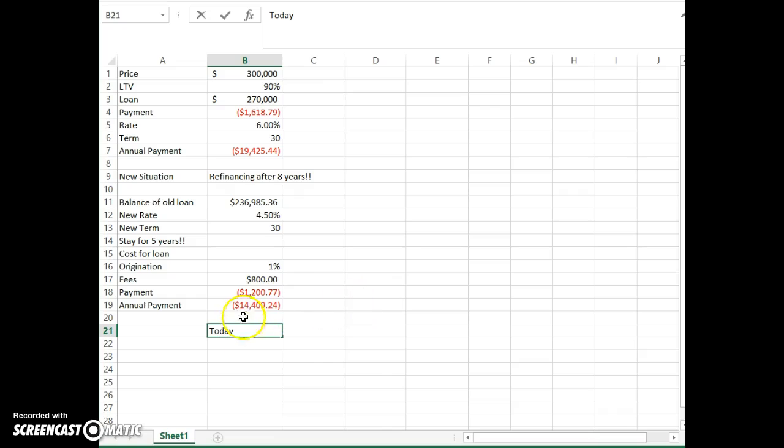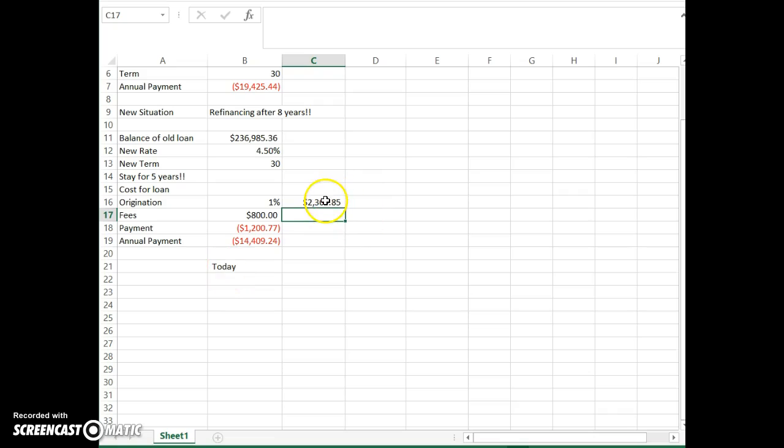So now, we have to find out the origination percentage. And to do that, you do 1% times the loan, which gives you $2,369.85. And this will play a factor later on.